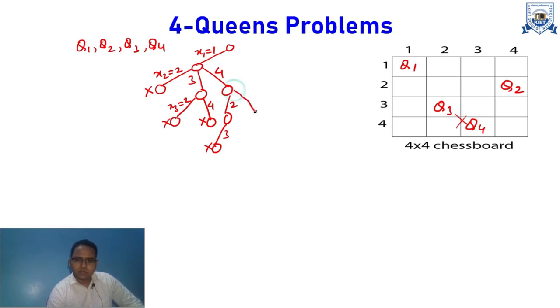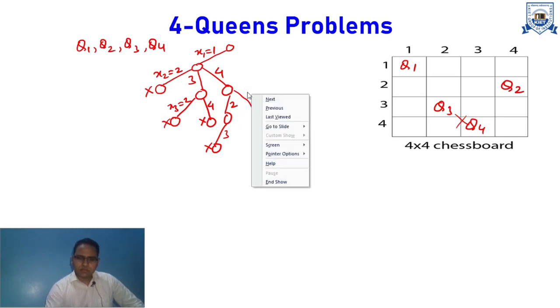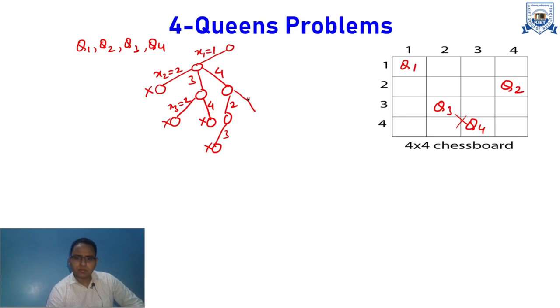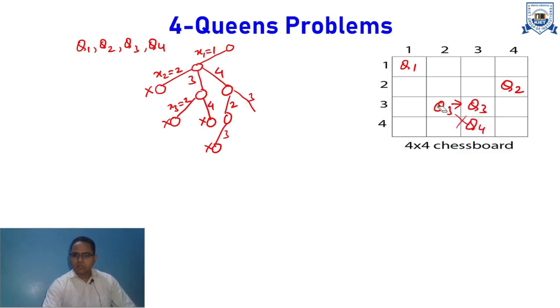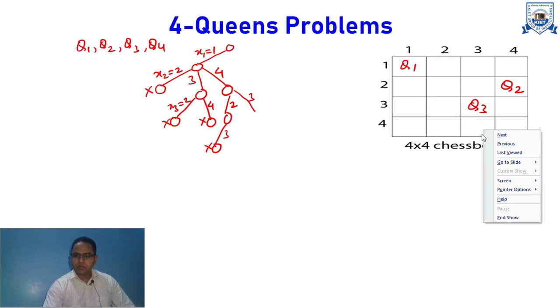Let's try to shift q3 to the third column. Let's see, is there any possibility if we shift to the third column? So q3 will be redirected to the third column. That means we have to erase this one. Now our updated queen 3 is at our third column.